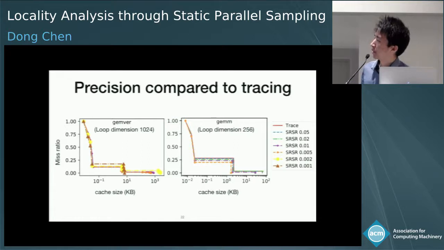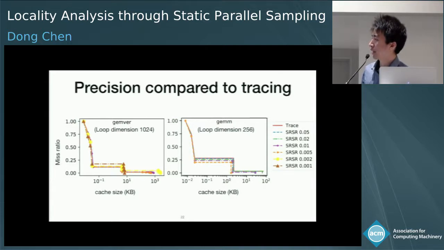So the precision is like this. We first measured the full trace miss ratio curve, marked by the solid red lines. Then we scale the sampling rate from 0.01% to 5% per loop. For the lowest sampling rate that can generate a miss ratio curve, it's the triangular marked lines and these orange lines. These lines are only one sample per loop, and it can almost catch the shape of the miss ratio curve.